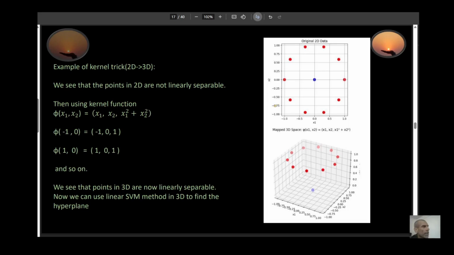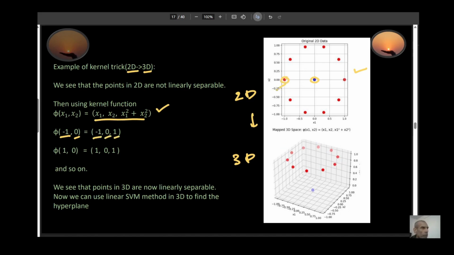Now let's take a look at an example of kernel trick by going from two dimension to three dimension. So these are my two dimensional points, and you can see that blue points cannot be separated by a hyperplane from the red points. So in this case, I'm using this kernel function. And by using this kernel function, each point will get mapped to a three-dimensional point. So this is my two-dimensional point. This gets mapped to a three-dimensional point using this function right here. So in this case, -1 comma 0, that would be, let's see, x1 is -1, which is this point. This point will get mapped to -1, 0, 1.